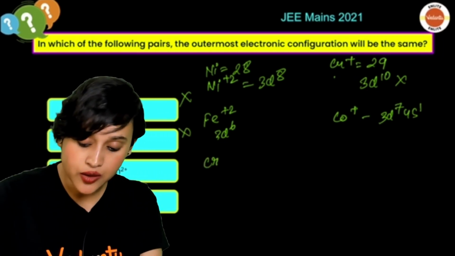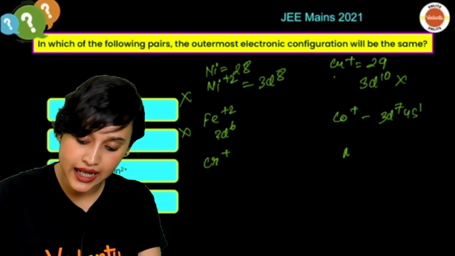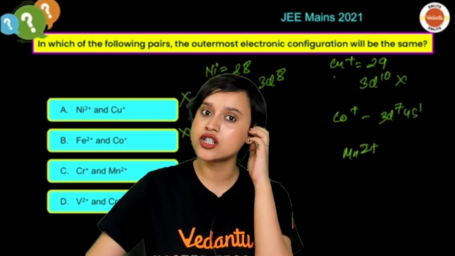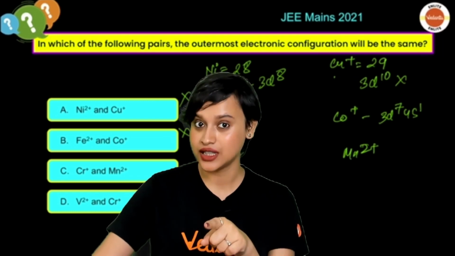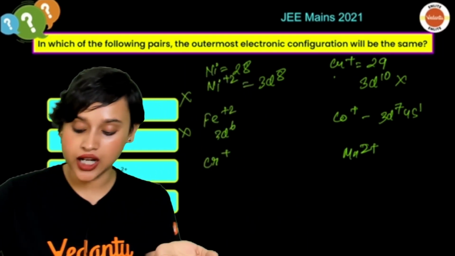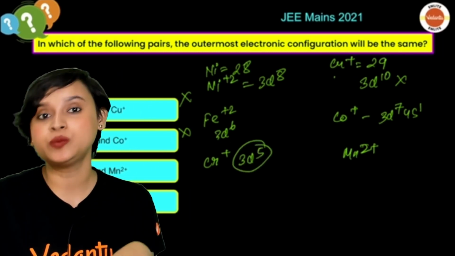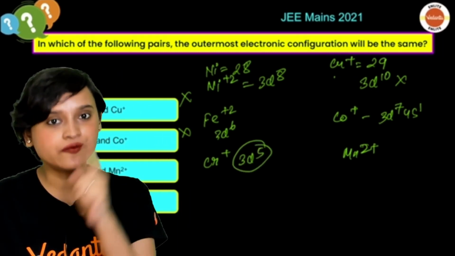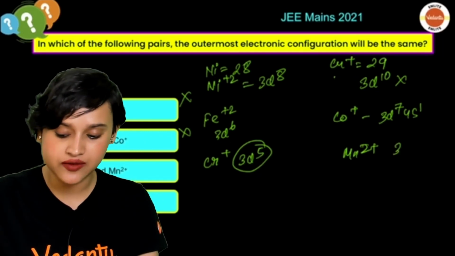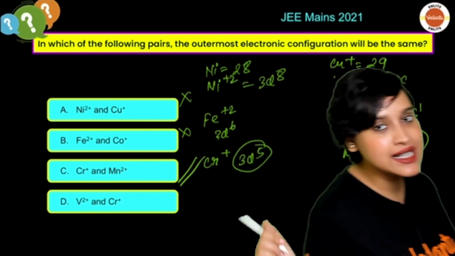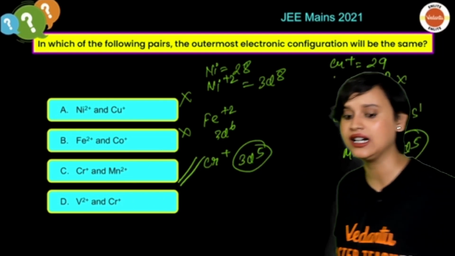This is also not the answer, right? Then we come to the third one. Third one is Cr+ and Mn2+. Cr has an electronic configuration of 3d5 4s1. So if you take away one electron, it will be 3d5, everybody, right? Mn2+: Mn has 3d5 4s2, and if you take away two, this will also be 3d5. So yes, we got our answer. That is option C, everybody. Option C is the correct answer.